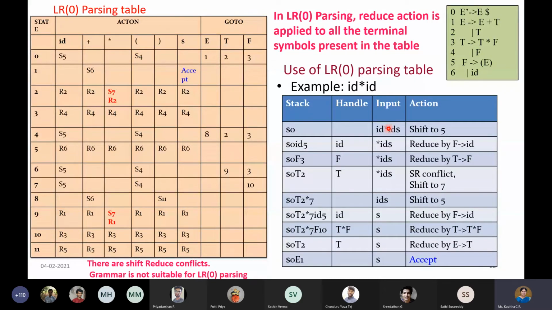If at all, instead of star, if I had ID plus ID dollar, then I would not have got this conflict, because for plus we don't have any conflict. So only when we are having star, in some states we are having the conflict. So that's the problem. Because of that only we are having this issue, and whenever the conflict occurs, you can specify that. So this is this example.